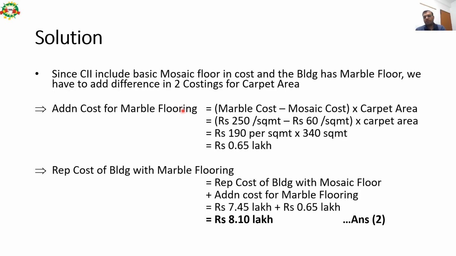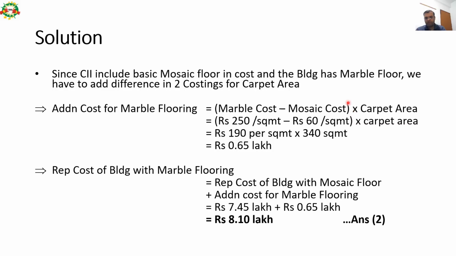The cost index only considers basic mosaic flooring. But in this particular building, marble flooring has been used instead of mosaic flooring. Since there is additional cost incurred on the building, we have to add an incremental cost on account of marble flooring instead of mosaic flooring. The additional cost for marble flooring is equal to marble cost minus mosaic flooring cost. This is the incremental cost of marble flooring.